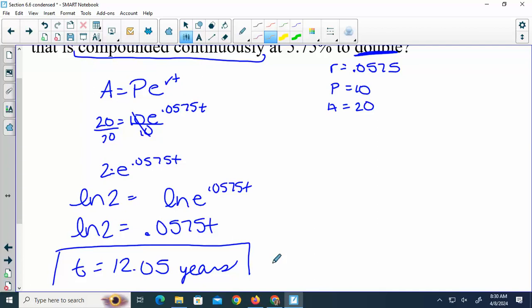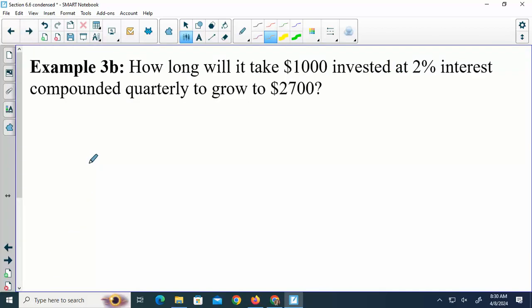All right. Any questions there? One more of these. How long will it take $1,000 invested at 2% interest compounding quarterly to grow to 2,700? What formula are we using? Compound. The regular compound.